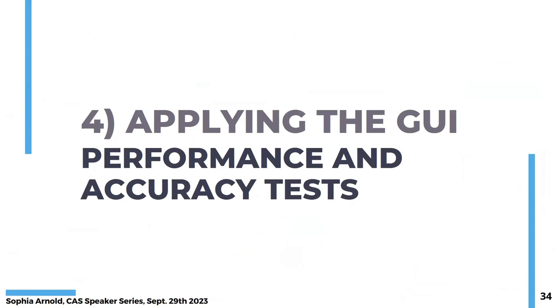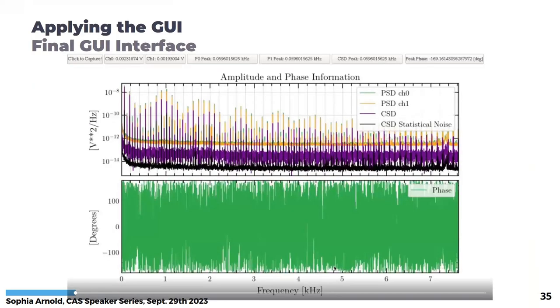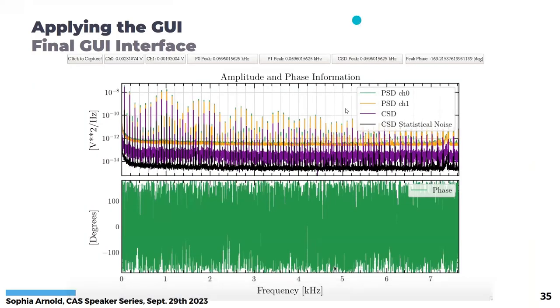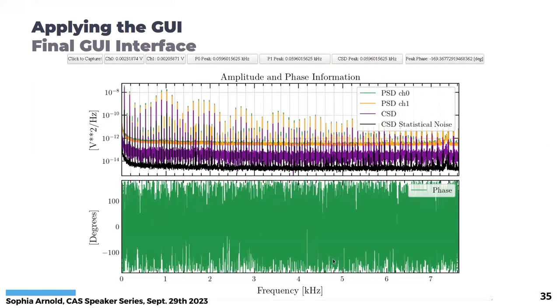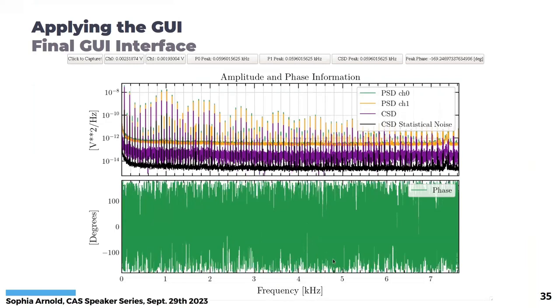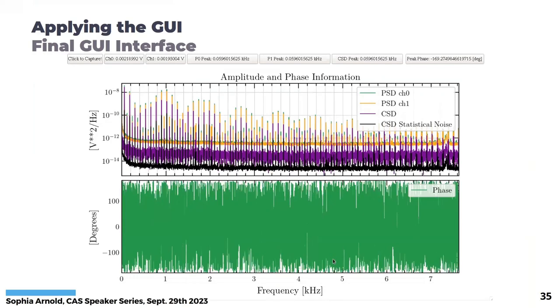And now let's talk about applying the GUI, because we need to talk about whether it actually held up and did what we wanted it to do, and whether we'll be able to actually install or use this to test Frosty and then install Frosty into LIGO. So this is the final GUI interface. You can see it running, which I love to watch. Over time, this purple band that you see will get much skinnier, as in it'll look more like the yellow and green lines up top here. And it will also go down.